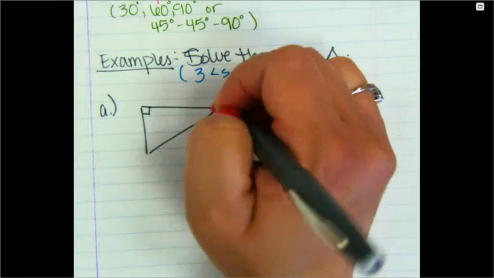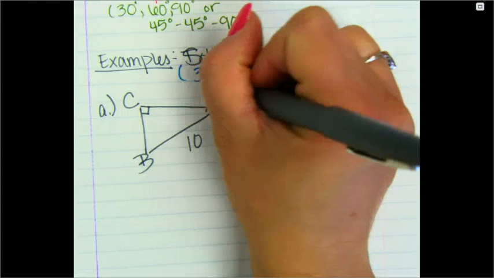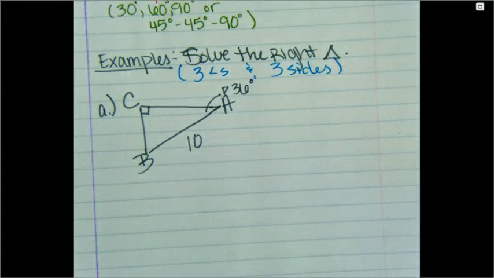Triangle ABC, 10, 36 degrees. Ready? First thing you're going to do, if we want all three sides and all three angles, is list them out so we know where they are, okay? So, what are our angles that we have? Angle C. Angle A. Well, we have three angles. What's the third one? Angle B. I don't know it, but I know it's an angle, right?